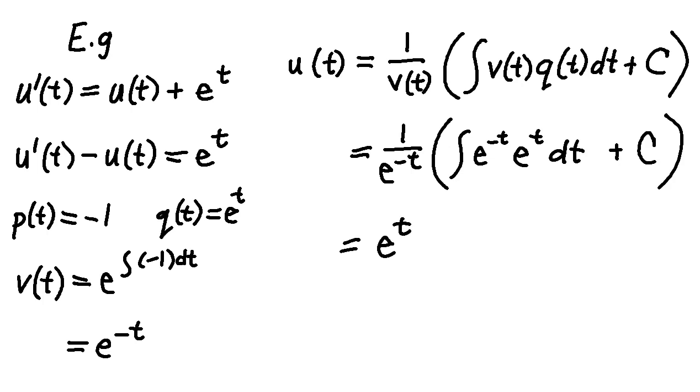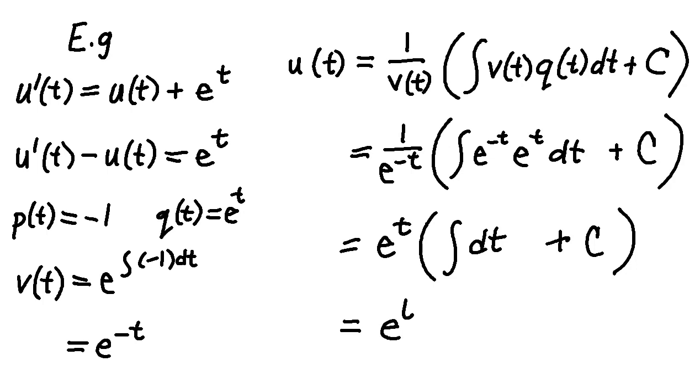Simplifying the previous line, we can write e to the t rather than 1 over e to the negative t. We can also write the integral of 1 in place of the integral of the product of exponentials. After evaluating the integral, we have our family. U of t is equal to e to the power t, all multiplied by t plus the constant c.